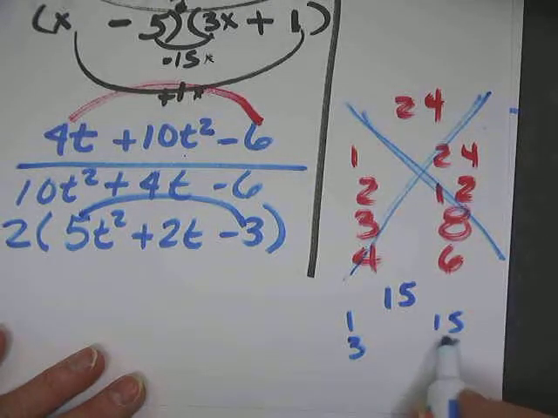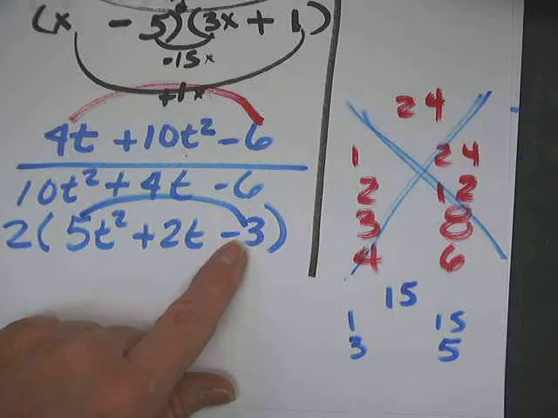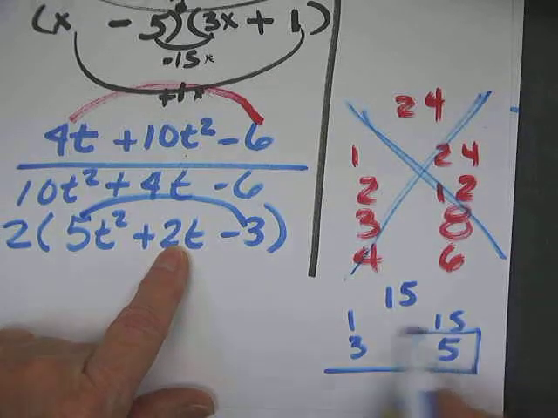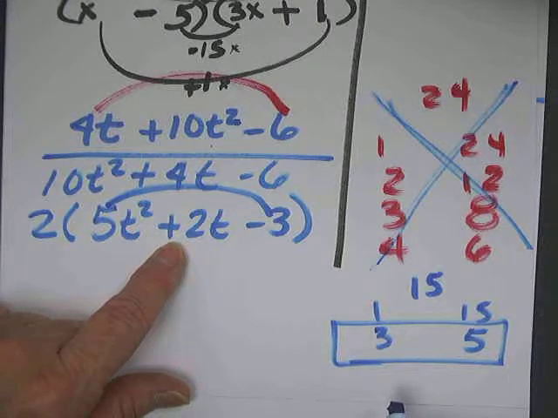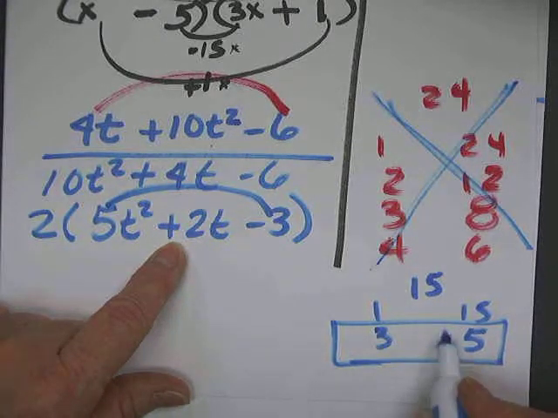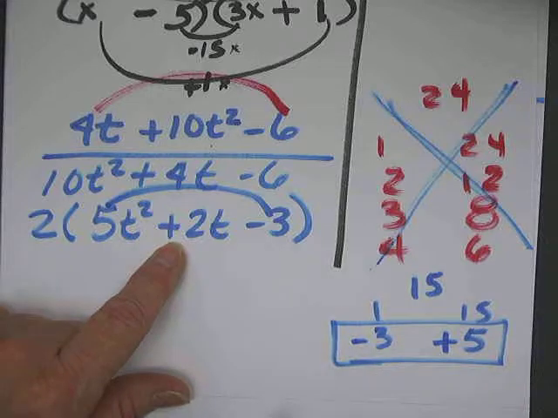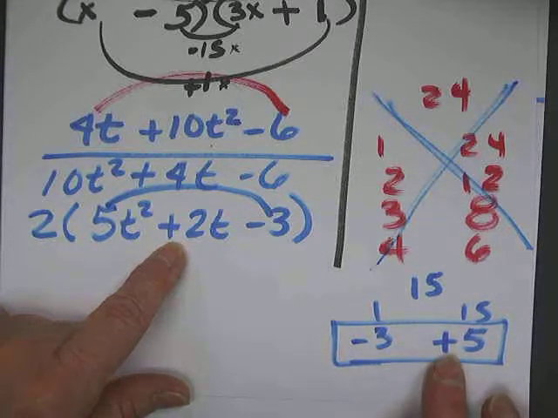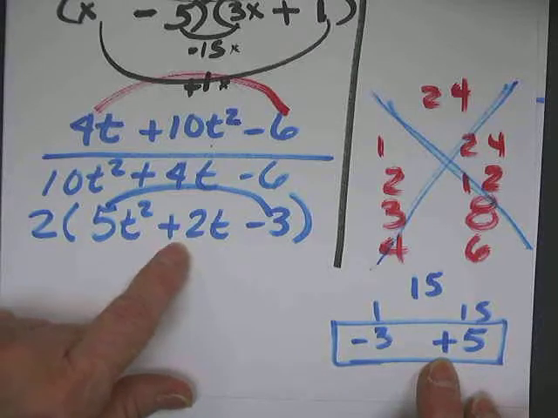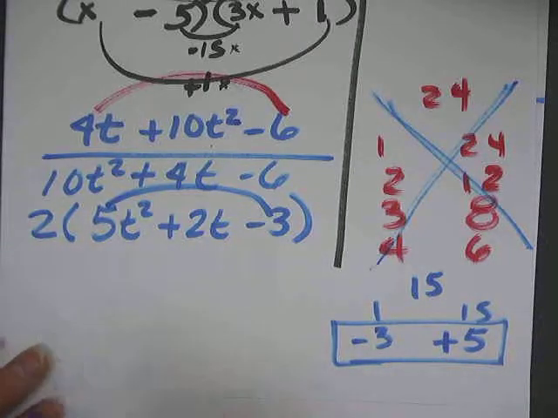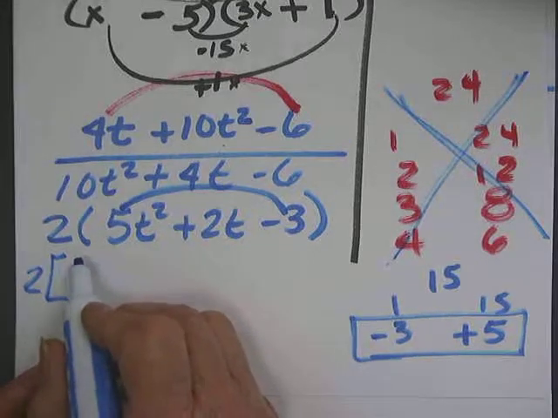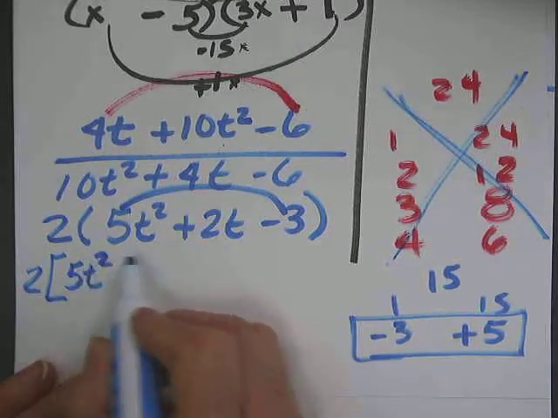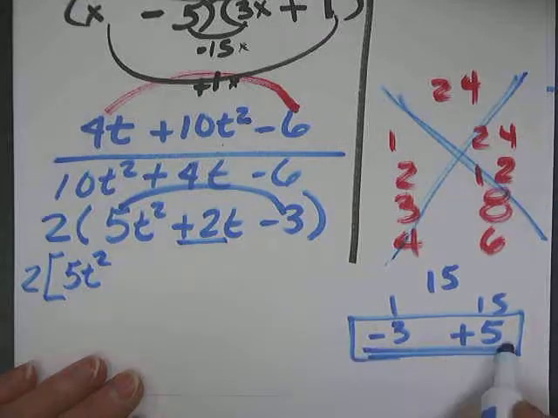Now, we're going to get the multiples of this one, which is 15. 1 times 15 or 3 times 5. Subtract to give you 2. How are we going to get a positive 2? Positive 5 and negative 3, right? So the biggest one has to be positive for it to come out like this.